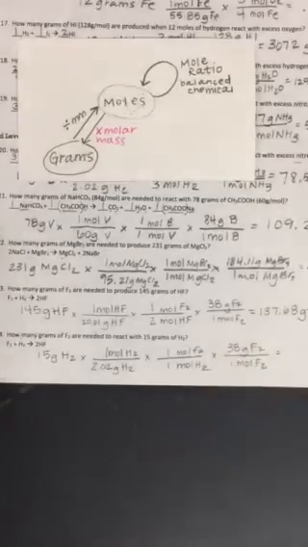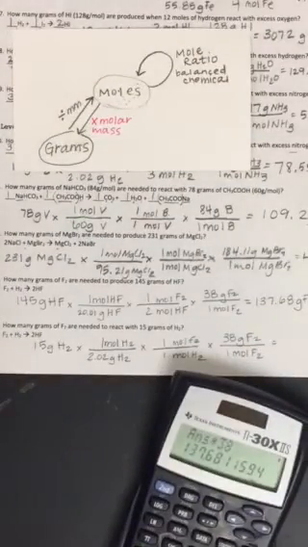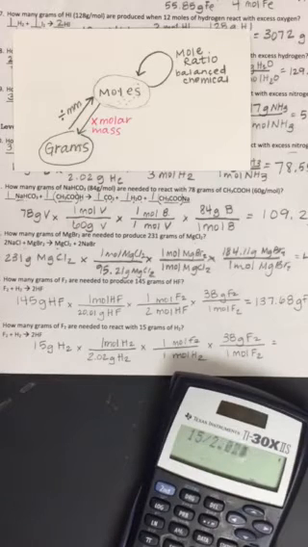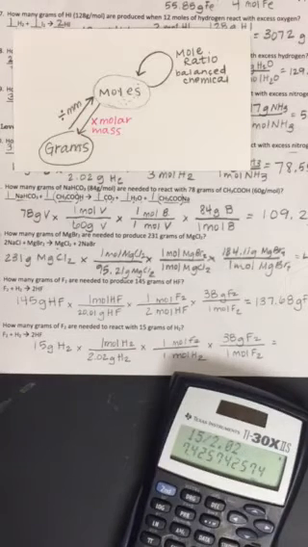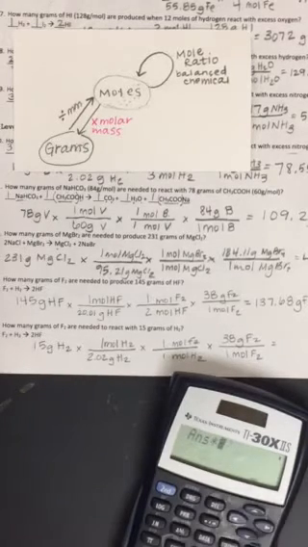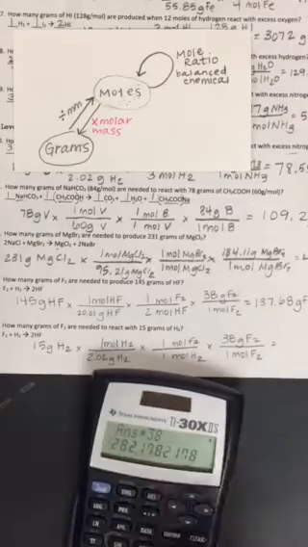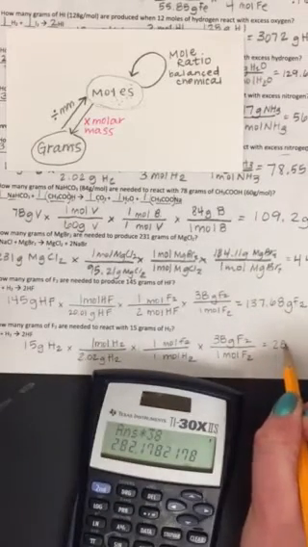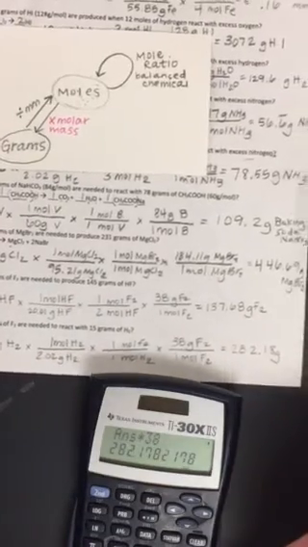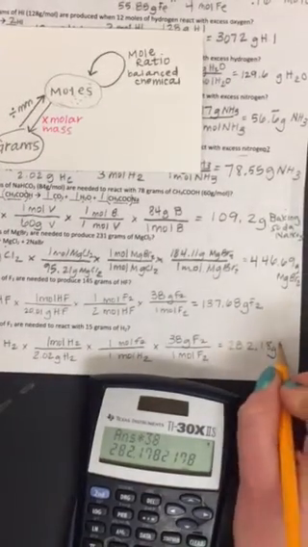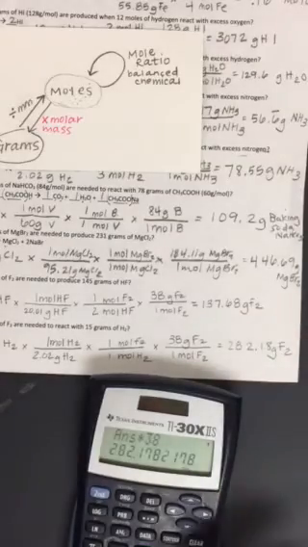So in the calculator, we would see 15 divided by 2.02 times 1 times 38. So 282.18 grams of F2. Good afternoon, North Kitsap.